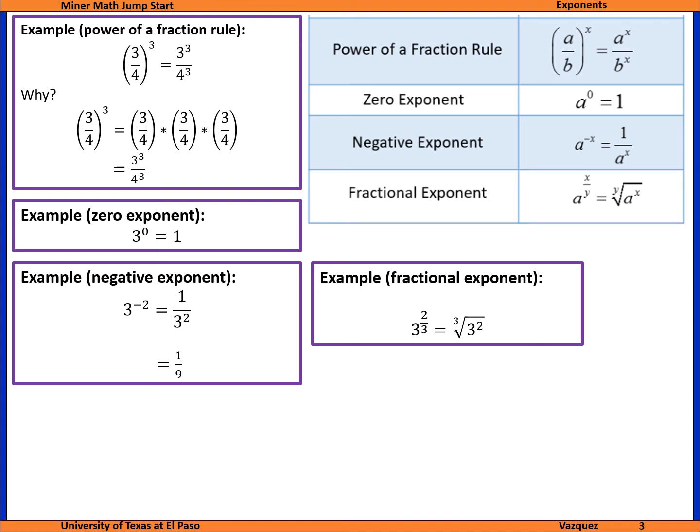So the power of a fraction rule in this case is we have 3 over 4 to the power of 3. And again, it applies to both the numerator and the denominator. So we have 3 to the power of 3 over 4 to the power of 3.